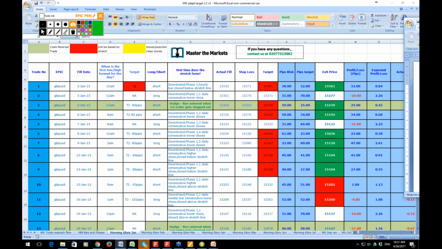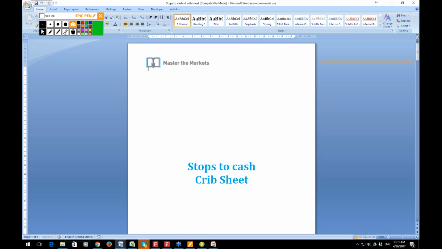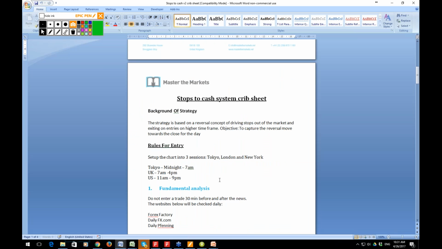Stop the cash. The crib sheet will look something like this, where you have to define all your rules for entry, stop loss, and target.